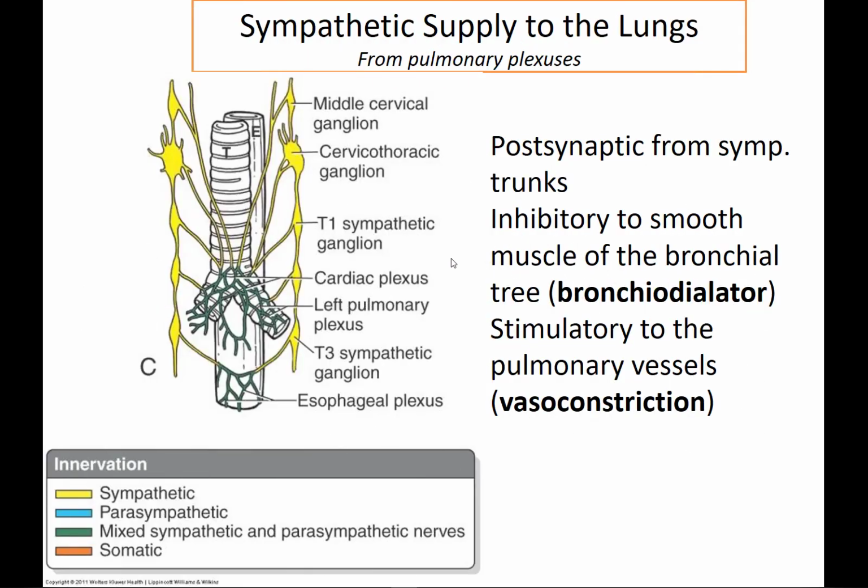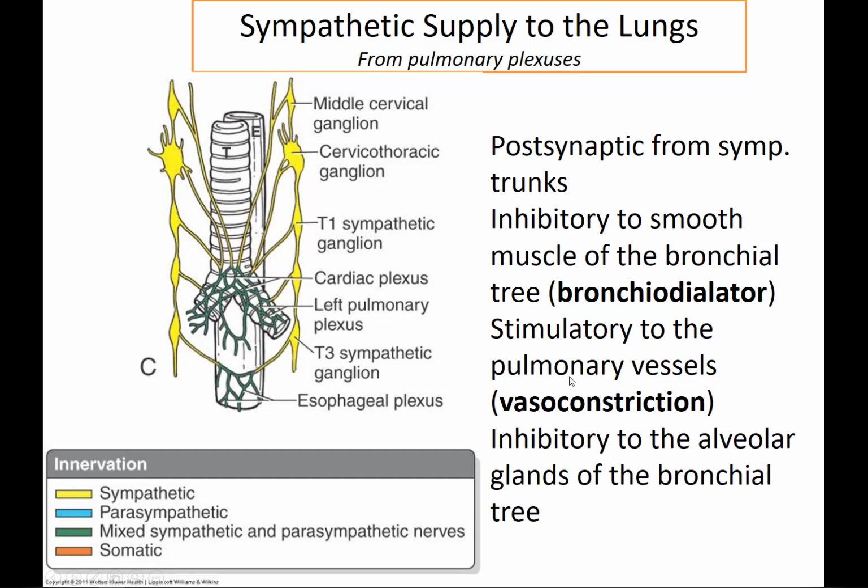Now we can have a look at the sympathetic supply to the lungs. Remember that in the thorax we have, of course, our gray and white rami. We have going to the lungs specific splanchnic nerves called cardiopulmonary splanchnic nerves. They will be postsynaptic fibers coming from the sympathetic trunks. Their function will be to be inhibitory to the smooth muscle of the bronchial tree. They are bronchodilators. They're stimulatory to the blood vessels of the lungs, so they're vasoconstrictors, and they will inhibit the alveolar glands of the bronchial tree.